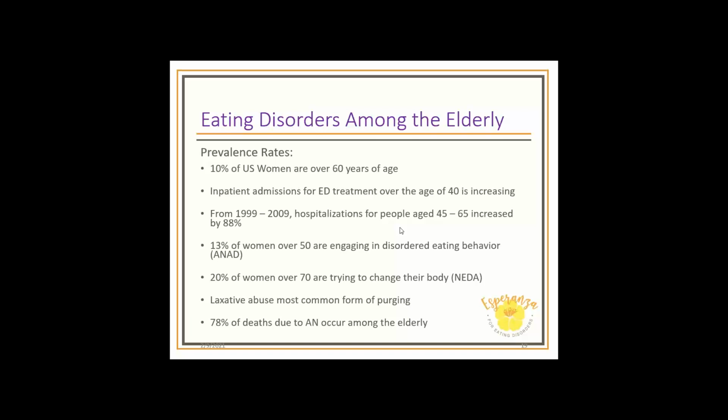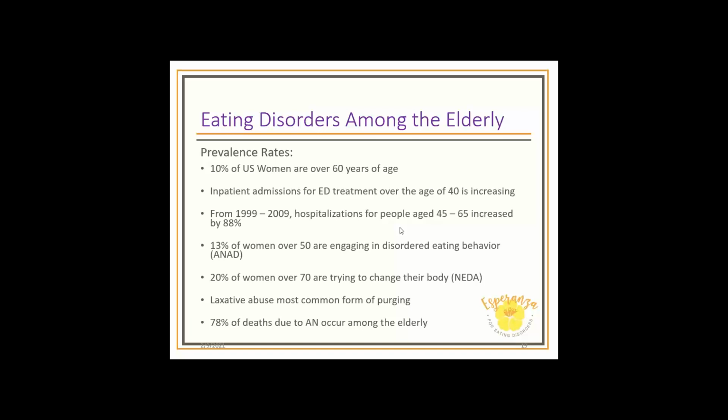Another 20% over 70. So our diet mentality and our weight stigma for our country really lasts with people. It's not like all of a sudden you turn 60 and you love your body, or you feel like, okay, great, I don't need to change something about my body. We realize that these messages that we've been getting all our lives continue to drive people's eating behaviors and body image disturbance. As someone ages, we know that laxative abuse becomes the most common form of purging, and I believe just because it is easier on the body than the vomiting.